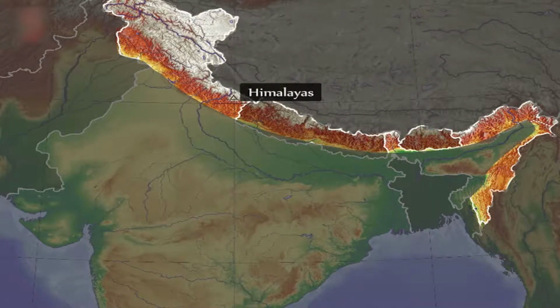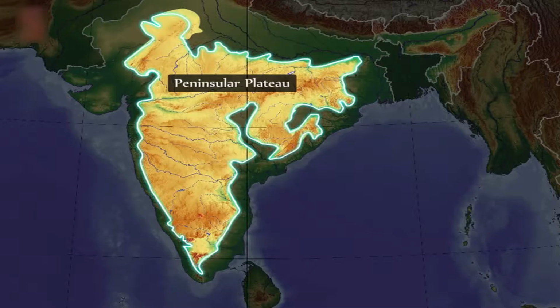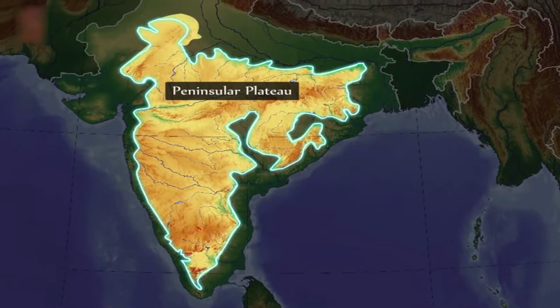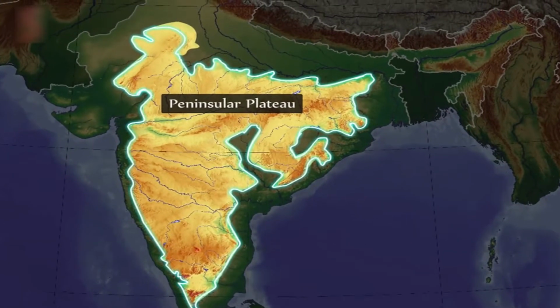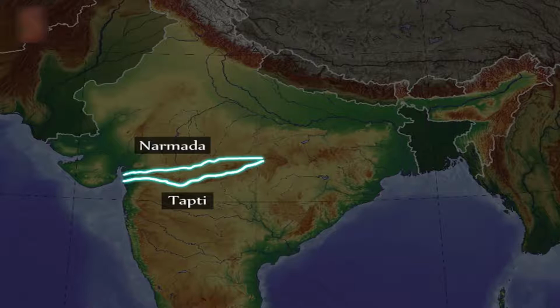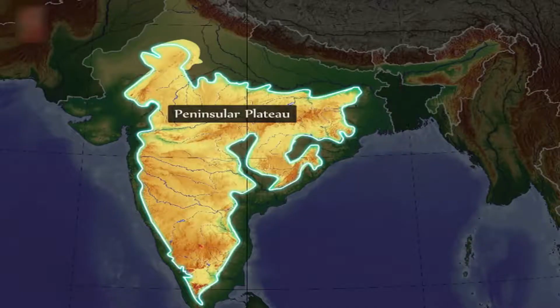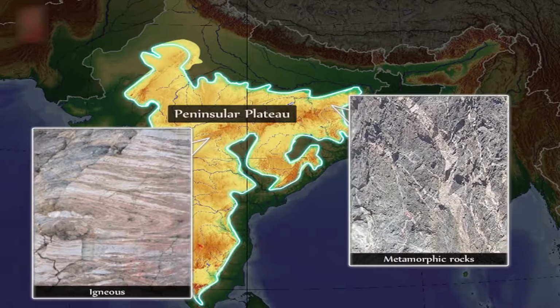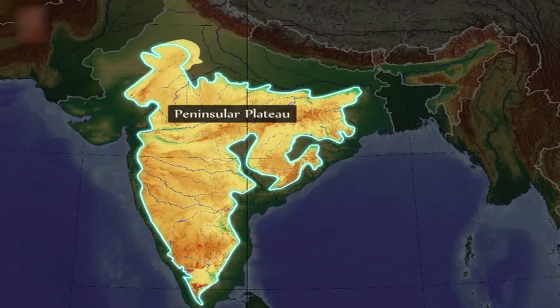For the Peninsula Plateau: 1. They are much older than the Himalayas in origin. 2. The Peninsula Plateau is formed of low hills and there is no high peak of worldwide fame in this region. 3. Very few rivers like the Narmada and the Tapti originate from these hills. 4. Most part of the Peninsula Plateau is formed of igneous and metamorphic rocks. 5. No famous hill station is found here.